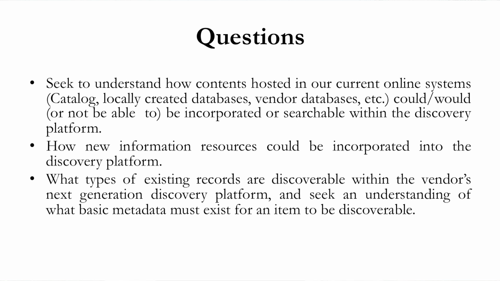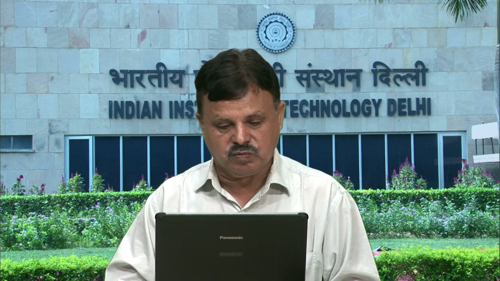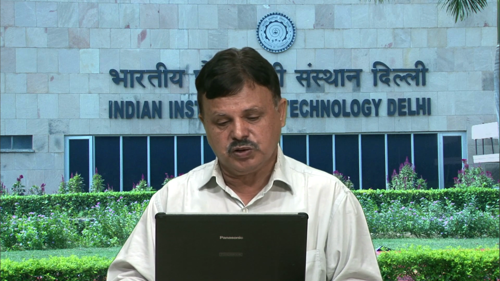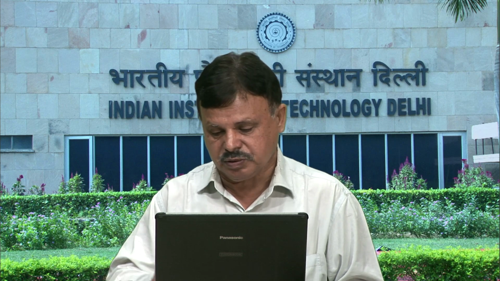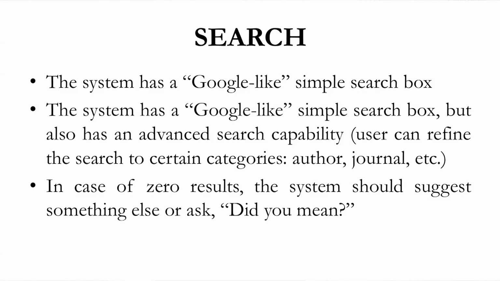What types of existing records are discoverable within the vendor's next generation discovery platform, and seek an understanding of what basic metadata must exist for an item to be discoverable. Again, we have to look into these questions, that what kind of metadata is being supported by the discovery system, and what type of existing records are discoverable, so that your discovery system becomes strong. Search: whether the system has a Google like simple search box, but also has an advanced search capability.